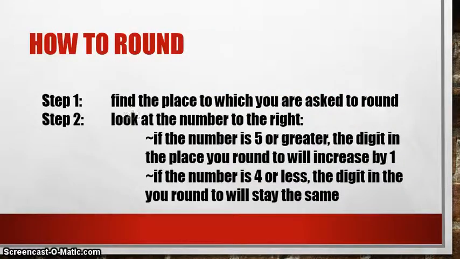Okay, so how to round? Two steps you have to take. First step is you have to find the place to which you're asked to round. So if it asks you to round to the millions place, 10 millions place, to the cents place, to 100th place, you just have to find that place first. Then step 2, you have to look at the number to the right of that place.